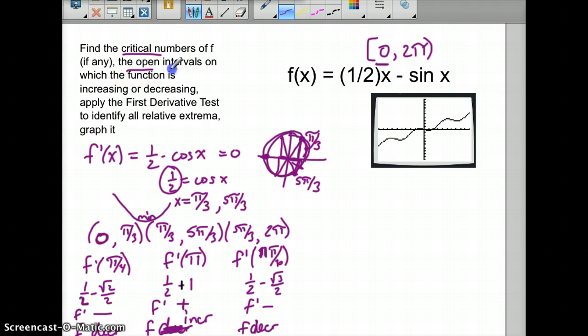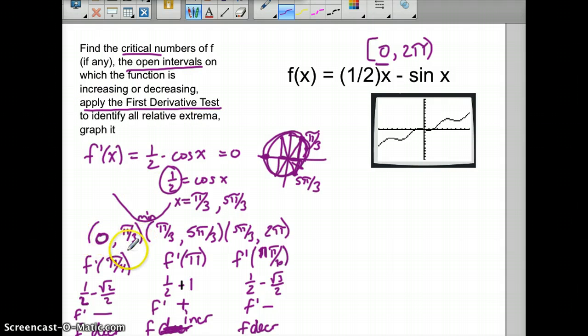So we've identified the open intervals in which the function's increasing or decreasing. From 0 to pi over 3, the function's decreasing. Pi over 3 to 5 pi over 3, the function's increasing. And 5 pi over 3 to 2 pi, the function's decreasing. Then apply the first derivative test to identify all relative extrema.